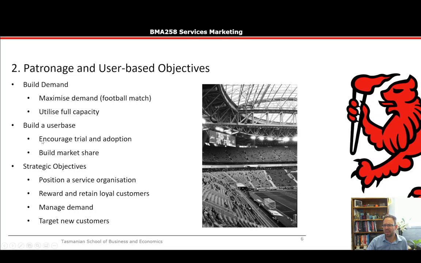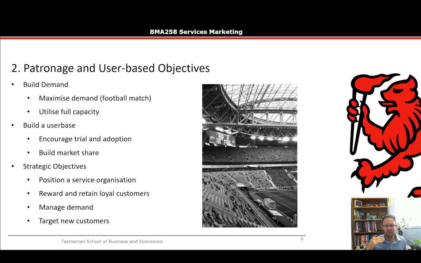Build a user base. So encourage trial and adoption. Sometimes when you bring out a new product, especially if you're going for an innovative product, the service innovation model, you need to get new users. So you might go, well, rather than charging anything at all, it's completely free. The idea is to get people using the service, and then once they use it, you can introduce pricing models and build market share. Sometimes market share is a really good indicator of future growth.